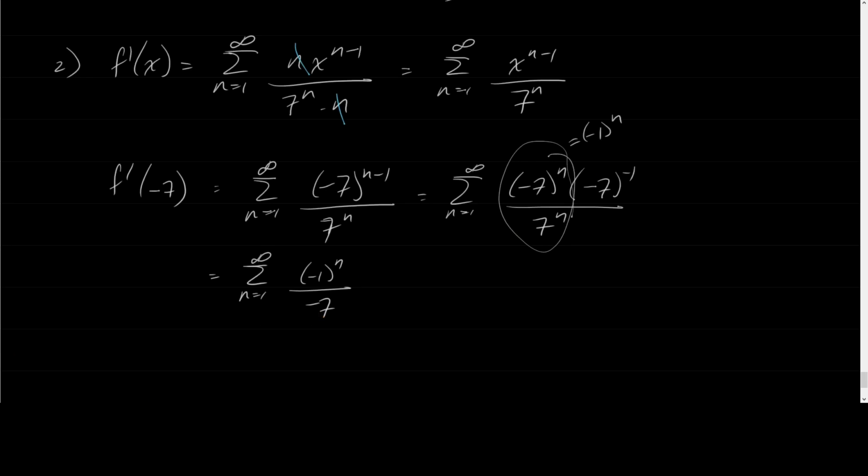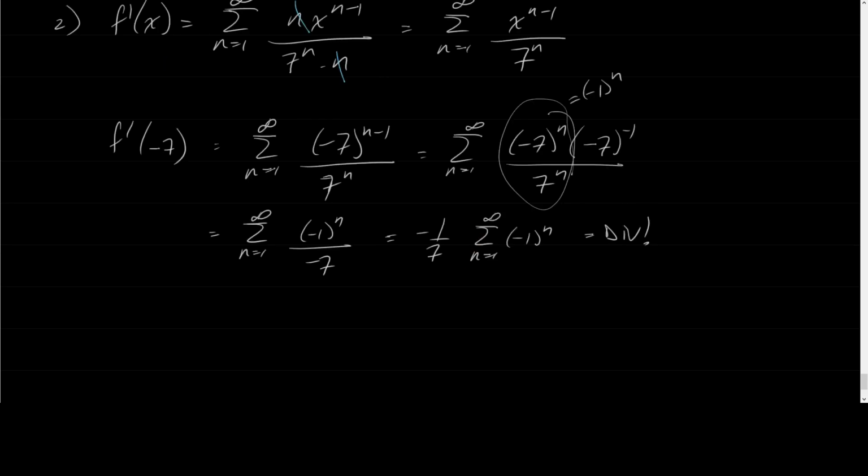And since that -7 is not being affected at all by the index here, we have -1/7 times the series from n equals 1 to infinity of -1 to the n. But this right here is divergent. So that means that we can't use that -7 for this piece, right? So I'm talking about this series right here, -1 to the n, that's divergent.